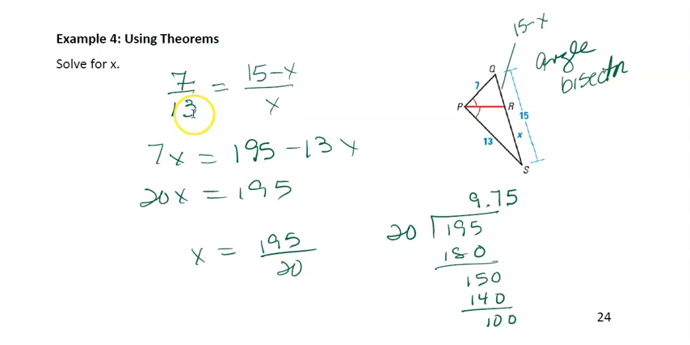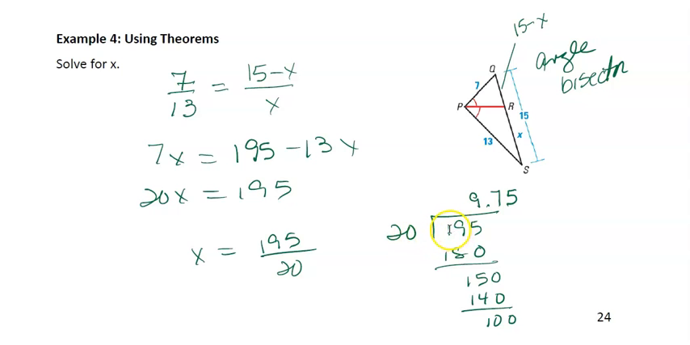Do that off to the side. Minus 13 times x is 13x. Okay, so now add 13 to both sides, and I get 20x equals 195. Divide by 20. Okay, here's how I divide by 20.